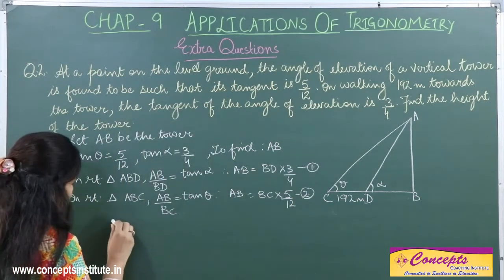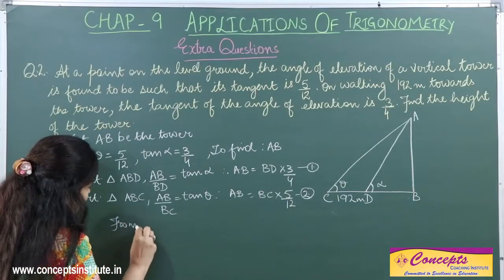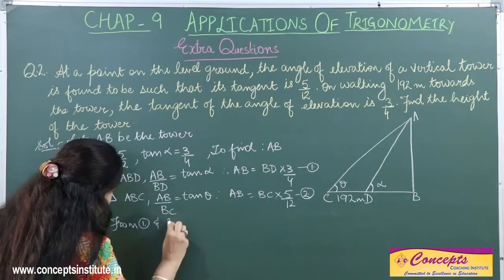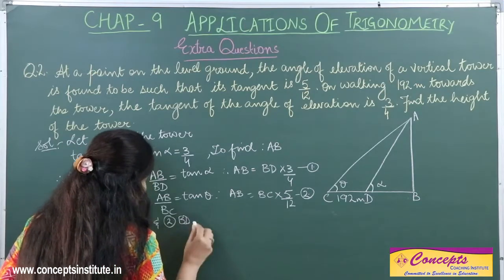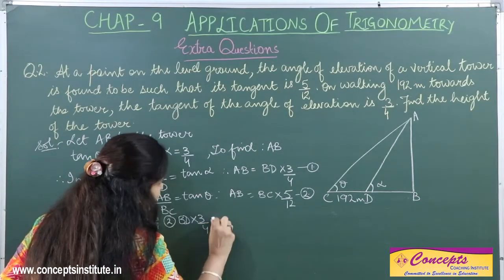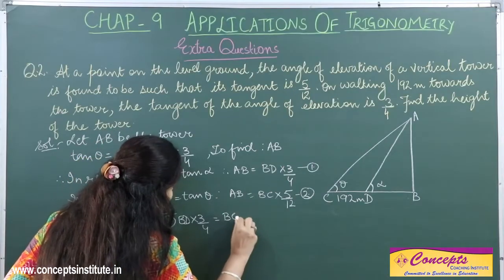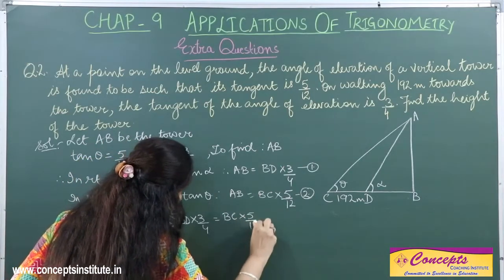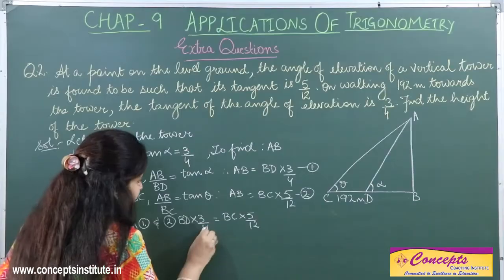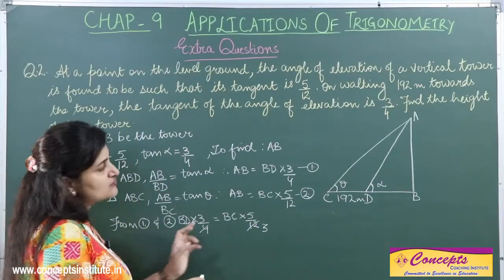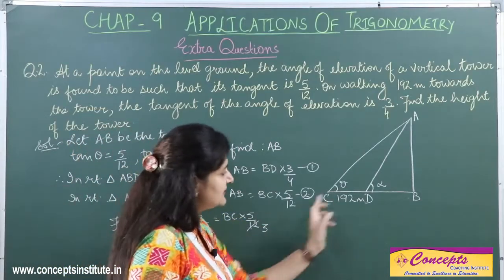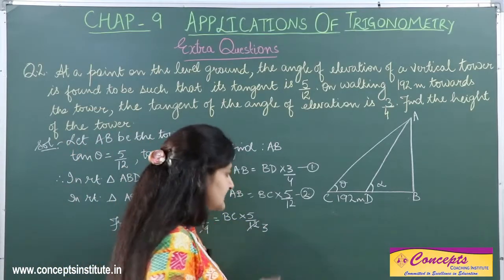So therefore, from 1 and 2, what do I get? I get BD into 3 upon 4 equals BC into 5 upon 12. As you can see, this can get cancelled out, so I will get 3 here. Now students, what is BC? BC is nothing but BD plus CD.